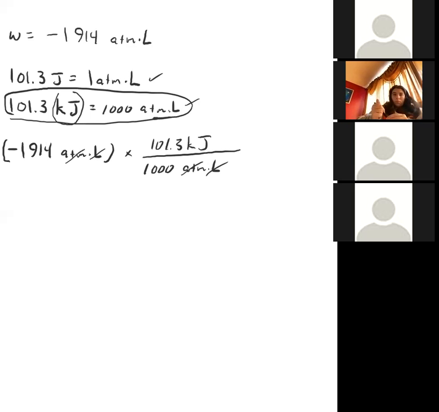So it comes out to 1914 times 101.3 over 1,000. Don't forget to divide by 1,000. So you get negative 194 kilojoules. Notice it's negative.